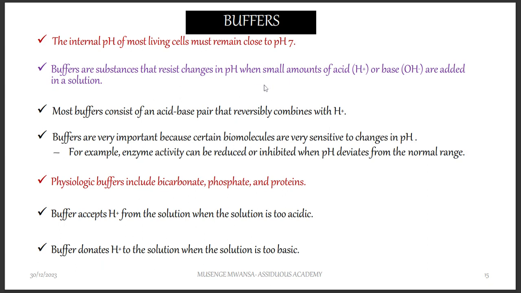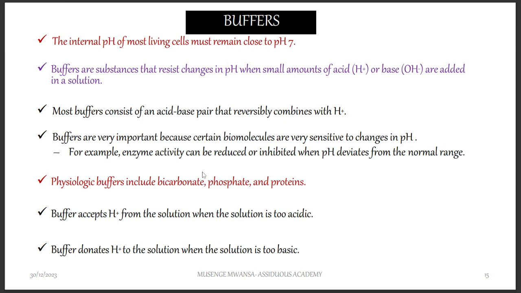So buffers are going to have both the acid component and the basic component. If you add acid, the basic component of the buffer will react. If you add base, the acidic component of the buffer will be able to react. And in our bodies, we have got what we call physiological buffers. You'll be doing physiology, right? Physiology means normal. So we have got buffers which normally maintain our pH constant.